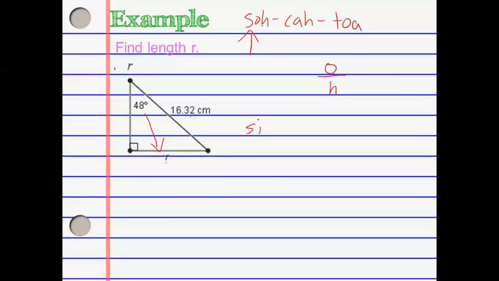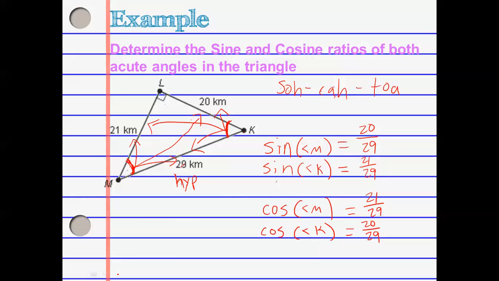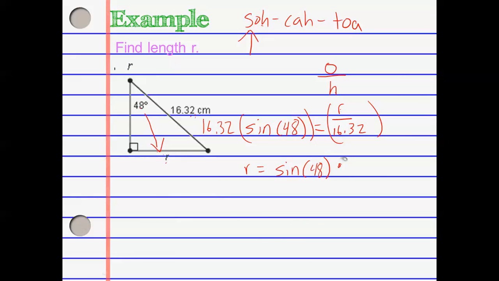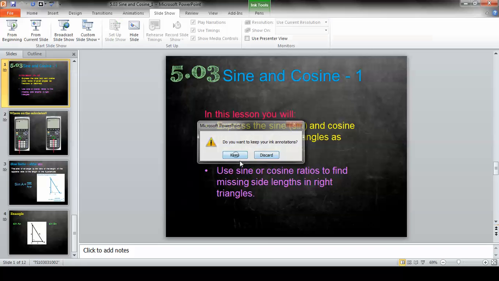So we're going to use the sine function. We're going to say the sine of 48 degrees is going to equal the opposite, which in this case is R, over the hypotenuse, which is 16.32. Now we want to solve for R. If this is being divided by 16.32, we're going to multiply by 16.32. So R is going to equal sine 48 times 16.32. So we're going to go to our calculator.